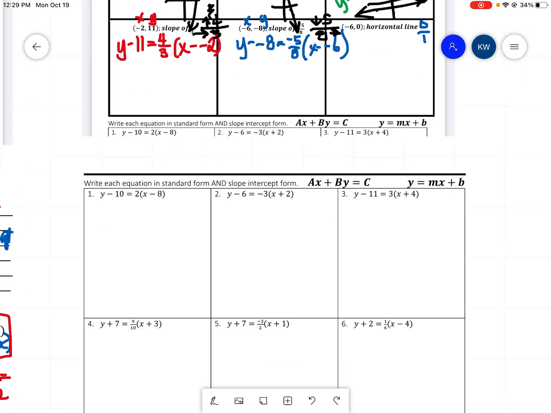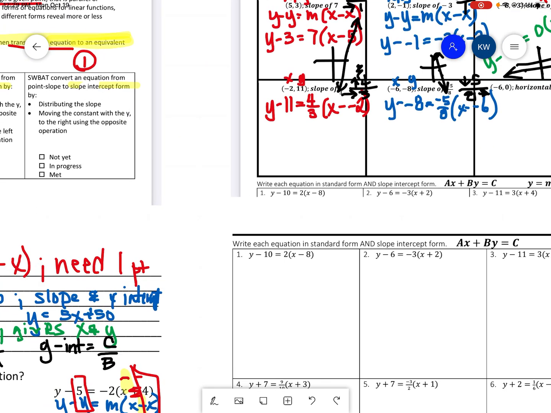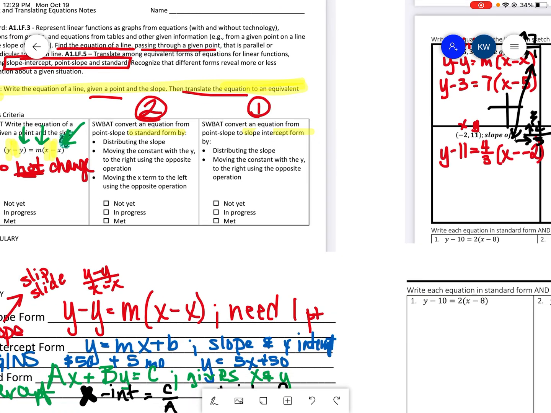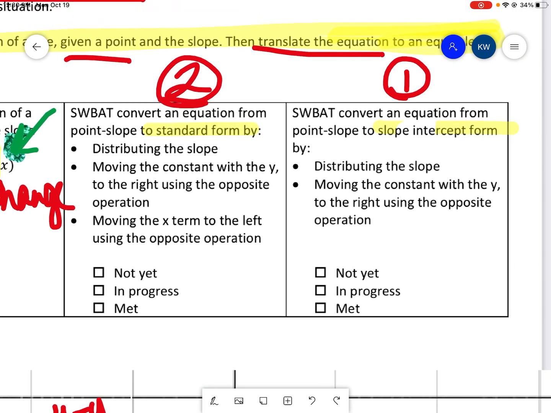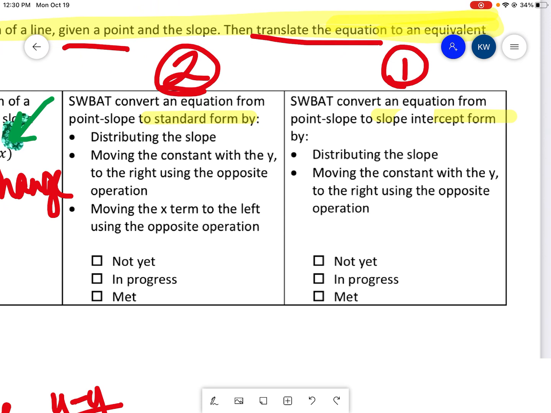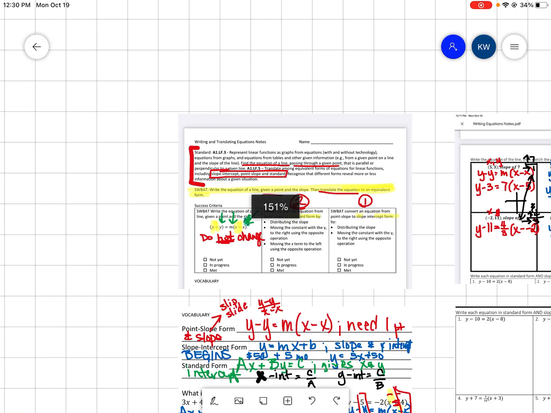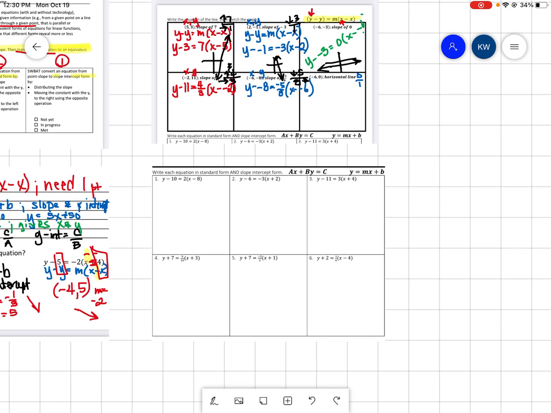Okay, the last skill that we want you to be able to do, I want you to look again back at the front side to the success criteria. So if I'm looking at this, we're first going to distribute the slope, then move the constant with the y to the right using the opposite operation. You can see that those two steps are exactly the same. If I'm going to standard form, then I simply move the x term to the left by using the opposite operation. So we're going to be doing that today, right now on this lesson.